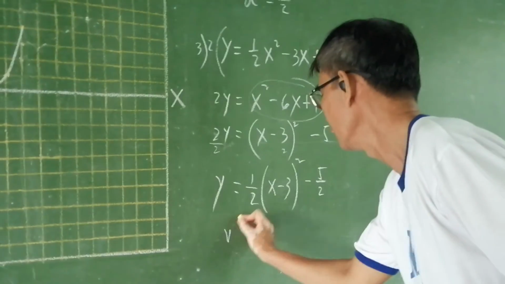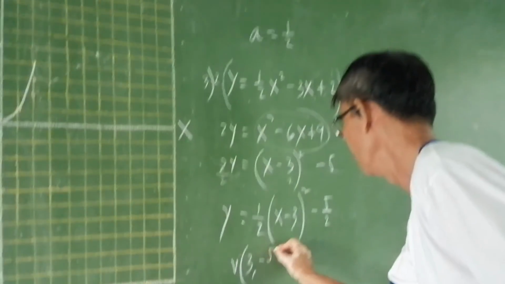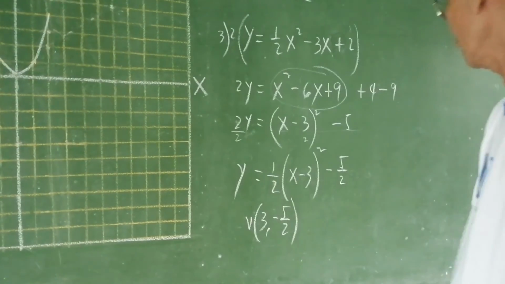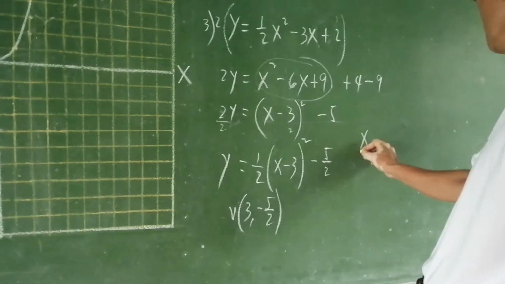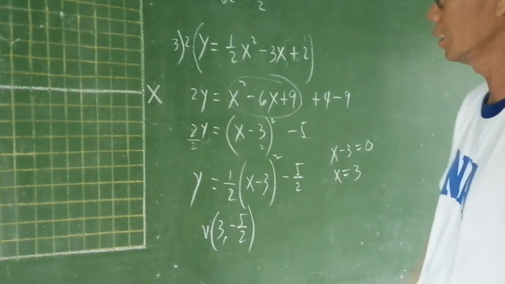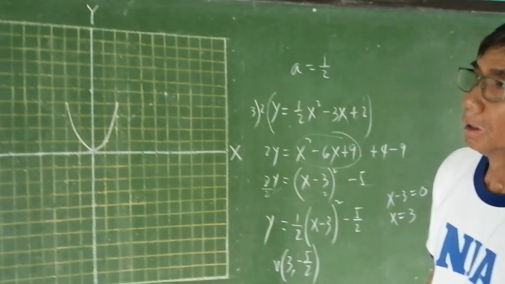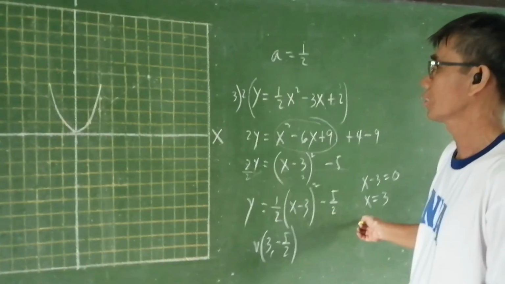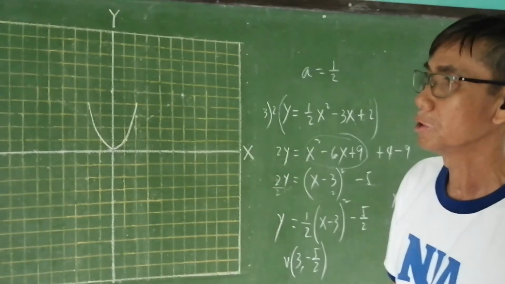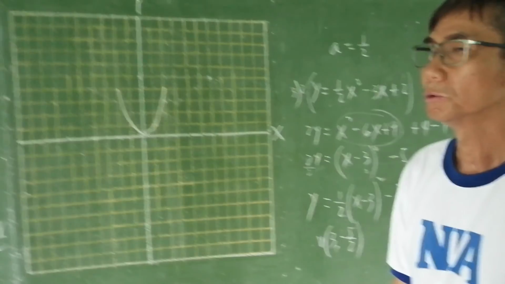So your vertex here will be (3, negative 5 over 2), which is the same as negative 2.5. And the axis of symmetry is x minus 3 equals 0, so x equals 3. So that is how you are going to transform from general form to vertex form. I want to repeat that you can have the vertex, the axis of symmetry, and even the opening of the parabola. So this is how to transform.